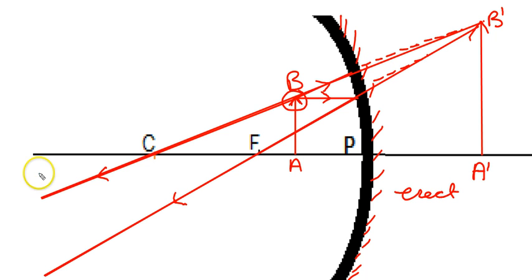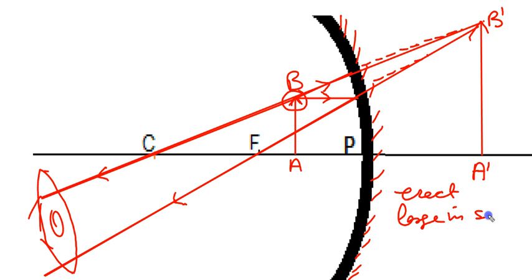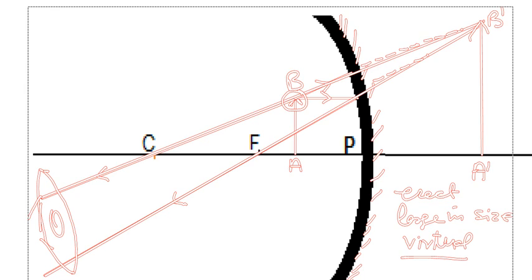Really speaking, they are moving this side, but if you bring your eye over here, then you will find that I will see it as if it is coming from B dash and A dash. So image is erect, number one. Number two, large in size, bigger. And number three, it is virtual, because rays of light, they are not meeting, but they are appearing to come from these points. So first note it down carefully. Then we move towards our second case.